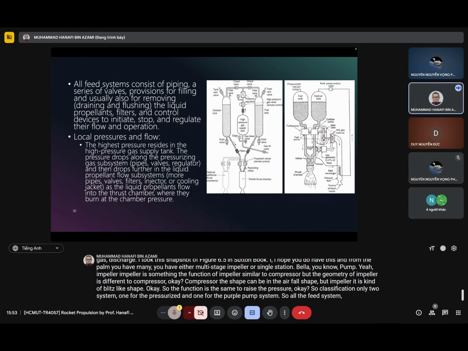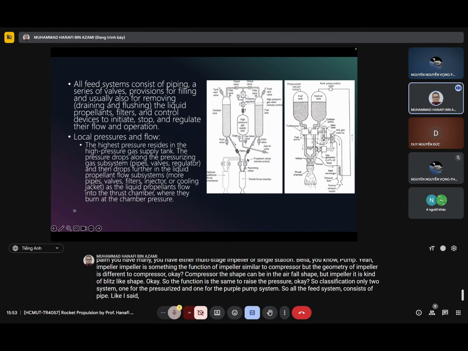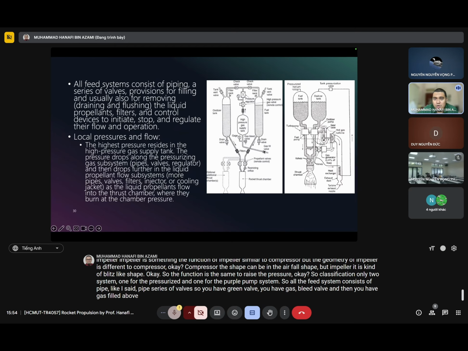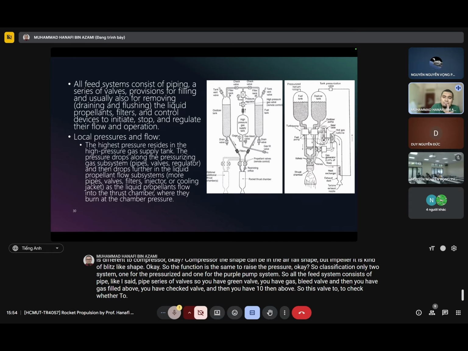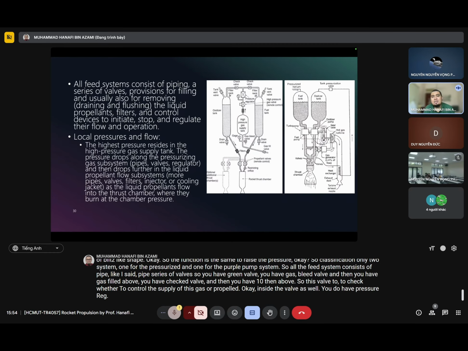All the feed systems consist of pipes, like I said, and a series of valves. You have a drain valve, a gas bleed valve, a gas fill valve, a check valve, and a tank vent valve. These valves control the supply of the gas or propellant. Inside the valves as well, you do have a pressure regulator.